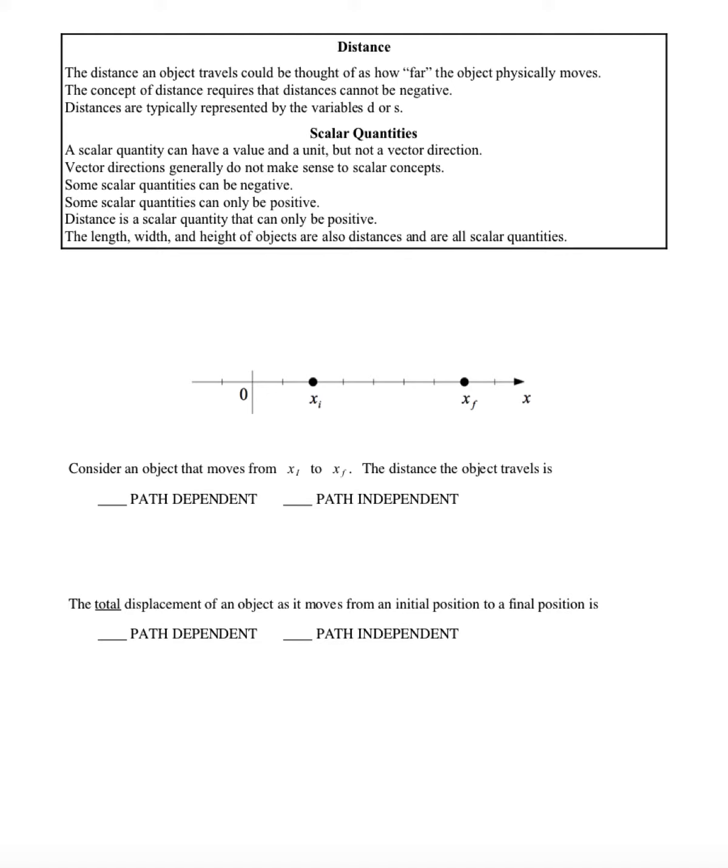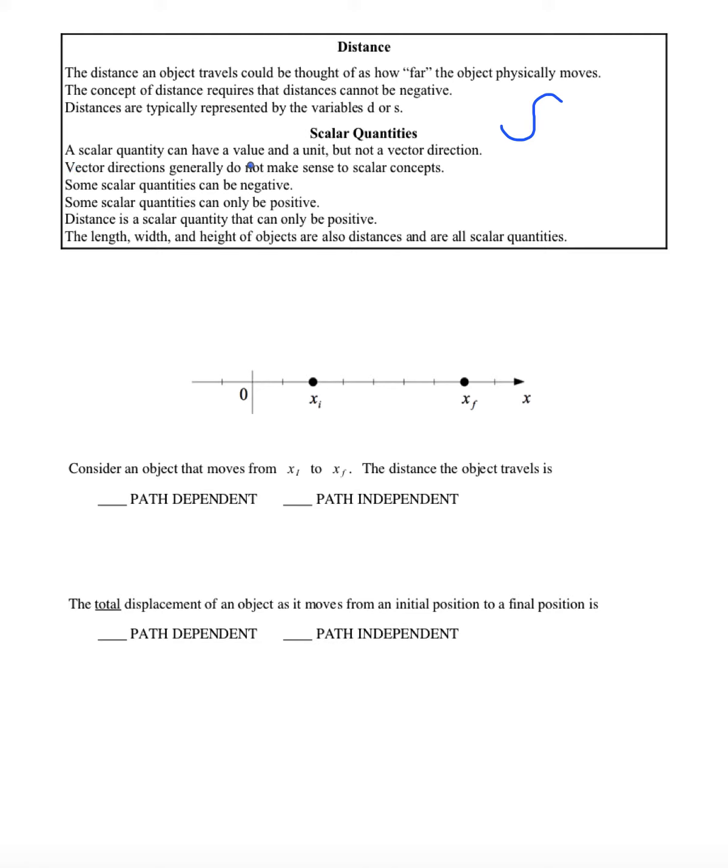So distance is thought of as how far an object physically moves. The concept of distance requires that distances cannot be negative. They would only be positive. And typically we'll represent distances with the variable d or s. The reason s is used is because distance traveled could be a curve.